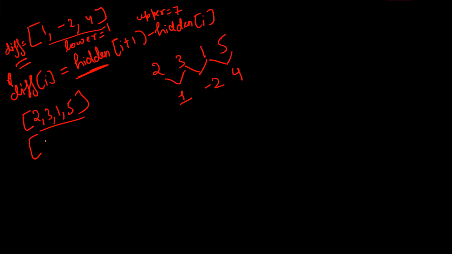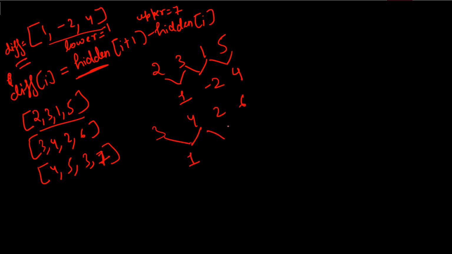Other possible sequences are 3, 4, 2, 6, and 4, 5, 3, 7. So for this test case, only 3 sequences are possible. Let me verify these as well. For 3, 4, 2, 6: 4 minus 3 gives 1, 2 minus 4 gives -2, and 6 minus 2 gives 4.